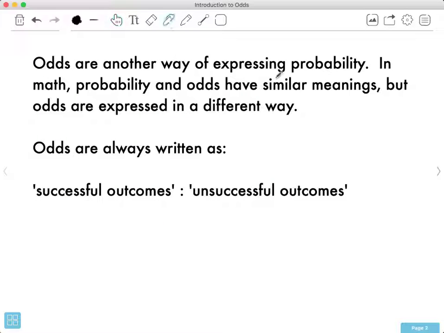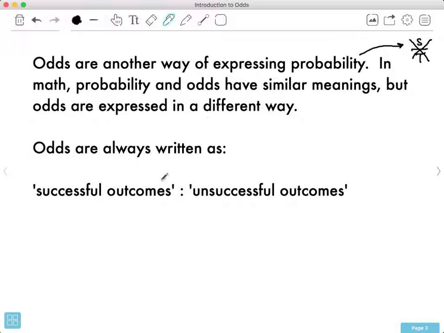So odds are another way of expressing probability. If you've gotten to the odds lesson in your unit, you've already worked through probability and how probability is defined as the number of successful outcomes of some experiment over the total number of outcomes. Odds is a similar thing, but it is calculated quite differently from what probability is.